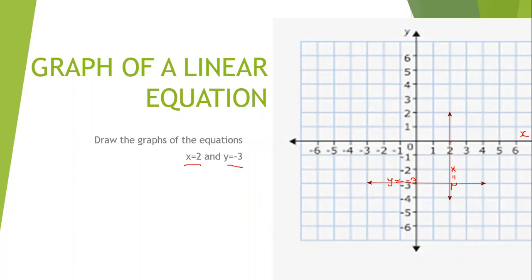Just go through the sum. Here we have only one, we can say only one coordinate. That is, in first one, it was x equal to 2. And the second one, it was y equal to minus 3. So on that axis, you have to first search that coordinate, that number. And then on it, you have to just draw the line. Okay. Go through the sum.